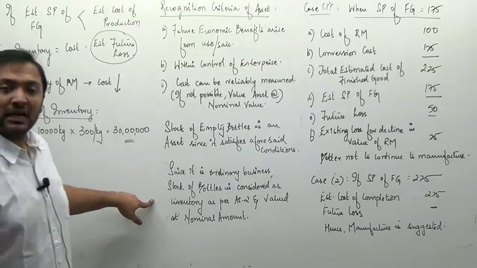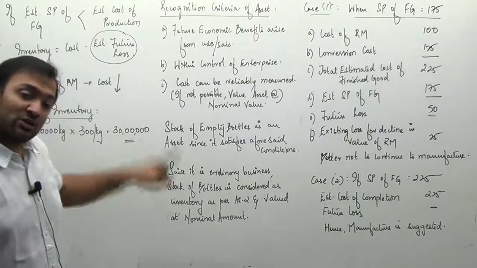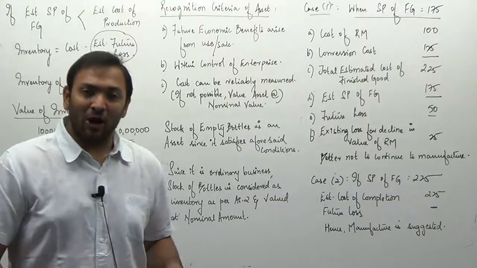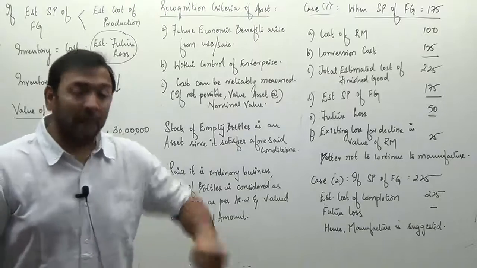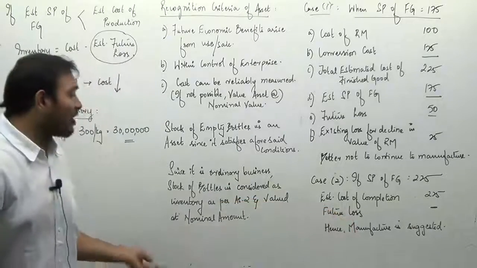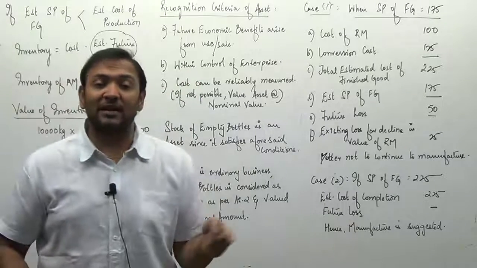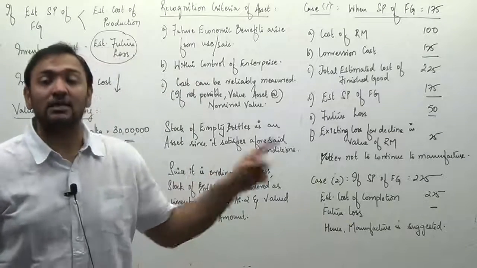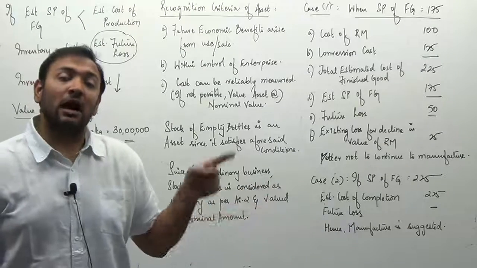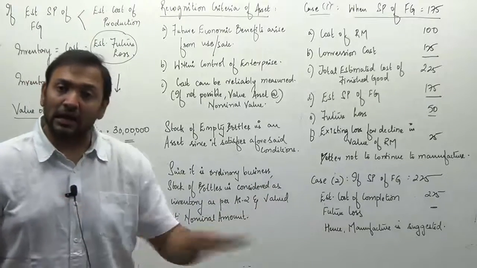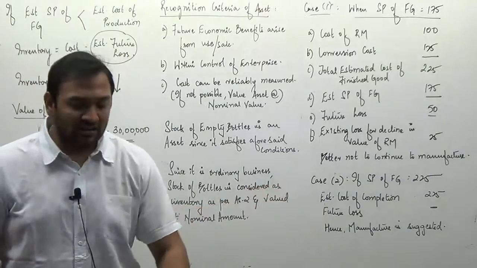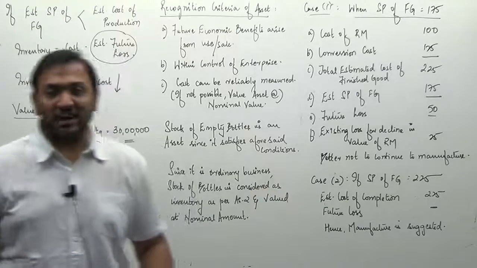If I value it at NRV, what happens? The closing stock value increases, because I am not selling it today. I'll be selling it in future, but I'm recording it at NRV. Automatically closing stock increases, GP increases, net profit increases. That is an unnecessary increase; unless and until the sale is there, I cannot recognize revenue. So I'll still be showing it at nominal value.